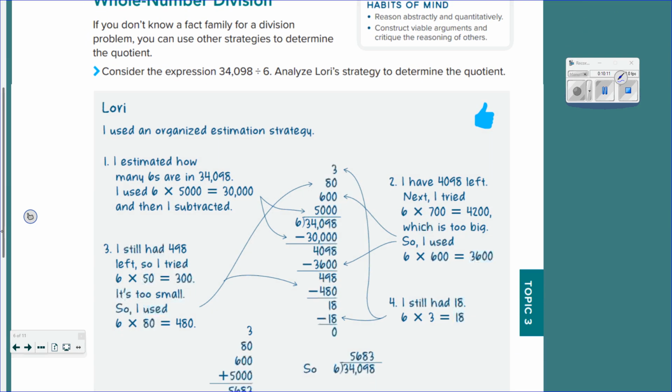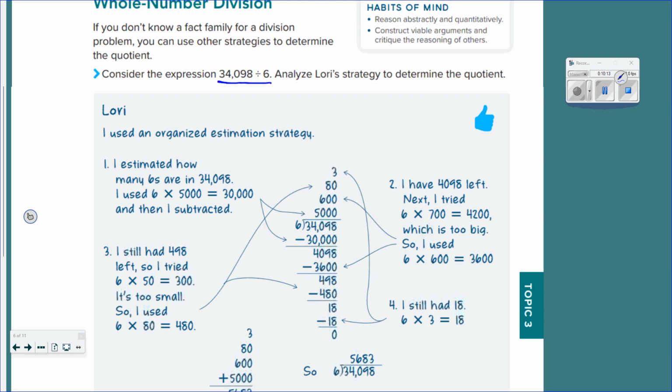Okay. So Lori is looking at 34,098 divided by 6. Do you think she knows the fact family for that? No. So instead, she's going to use what we call an estimation strategy. In the estimation strategy, you break the number down by pieces to figure out how much you have left. DJ said the mathematical term is partial quotient. It's not truly partial quotients, because you use estimation to get close, but it's the same concept as partial quotients.